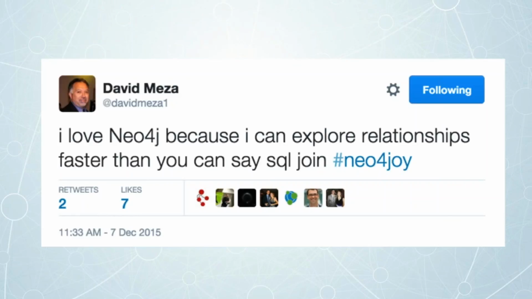So David Meza wrote, I love Neo4j because I can explore relationships faster than you can say SQL join. Now, David Meza is probably not a name that most of you know, but I like to include this quote because he's a really smart guy. He is the chief knowledge architect at NASA, and he really loves working with Neo4j. He's spoken at a number of our conferences. You can actually see his presentations on YouTube if you're looking to find those.